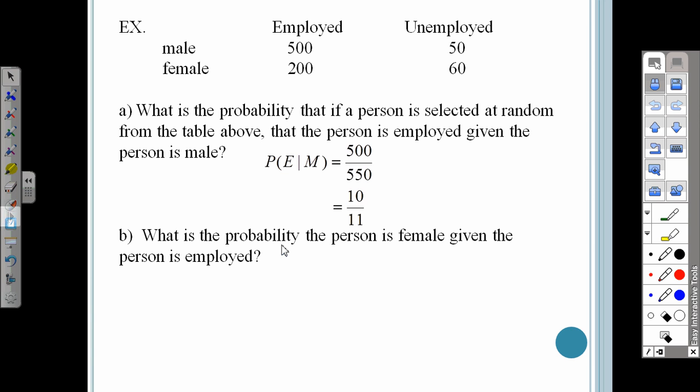We can do the same thing. What is the probability the person is female given that the person is employed? Okay, so we need to first figure out where are the employed people. Here they are. There's 700 of them. And we want to say, what's the probability that the person is female? Well, there's only 200 out of those 700, so our probability would be 2 out of 7.